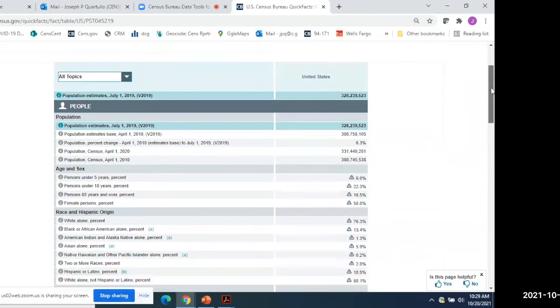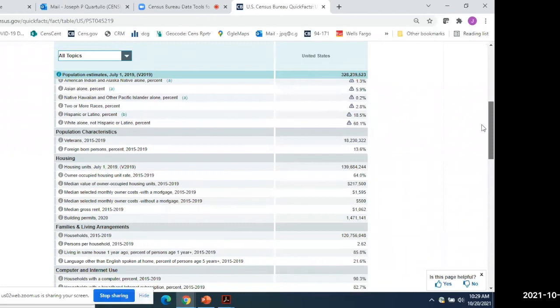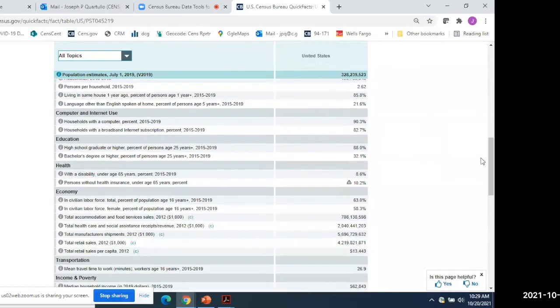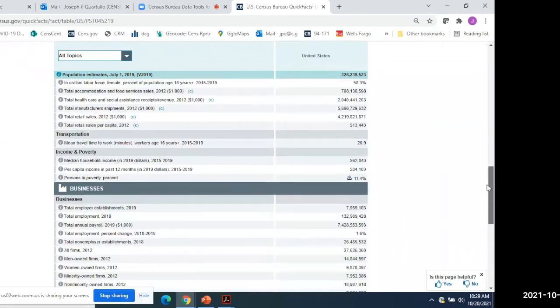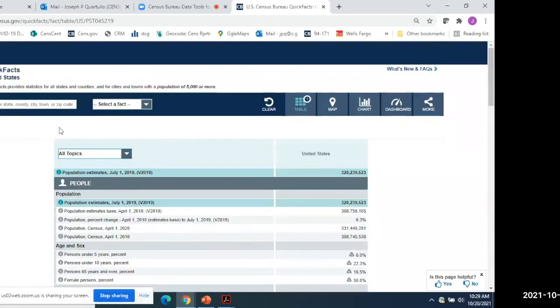So we get population, demographic information, race, other information, for example, veterans and foreign-born persons, the numbers and percentages. We get information about housing, families, education, health, community survey. But this is just a taste or a sample of some of the data that comes from the American Community Survey, as well as information on business, income, poverty, and some geography. So here we're looking at the United States, but in quick facts, we can select other geography. So I'll start this time using, I'll say, Baltimore County.